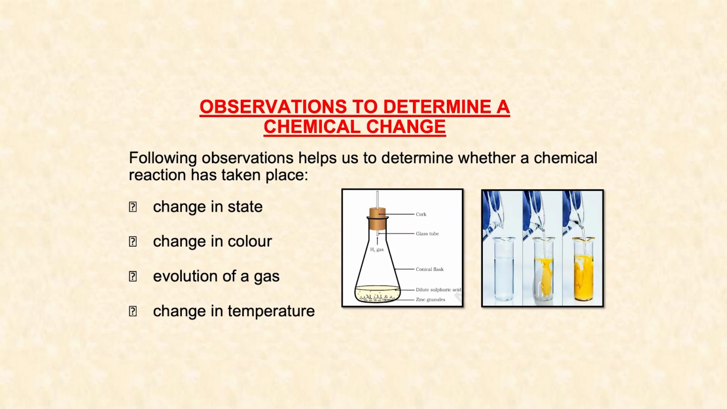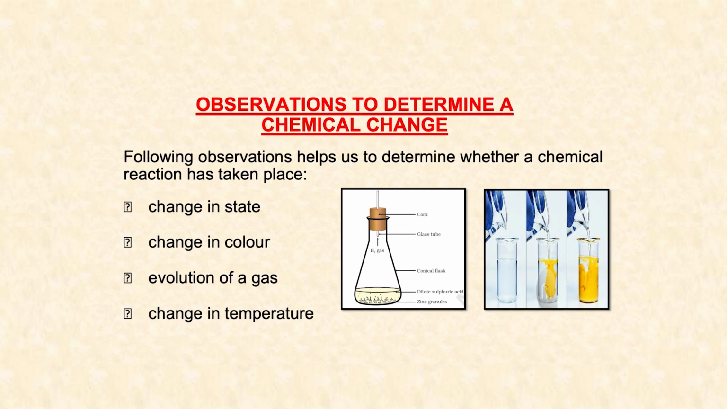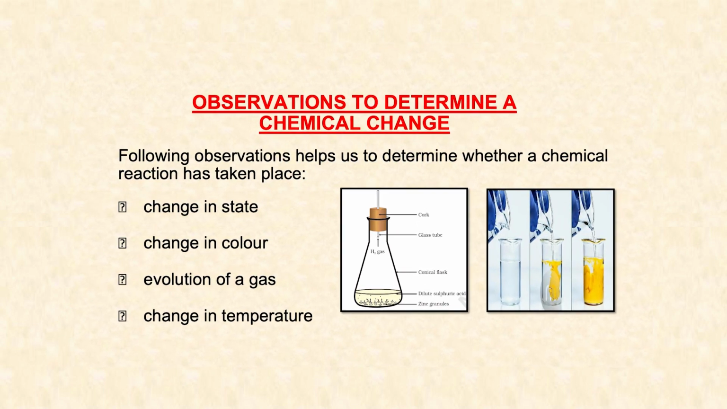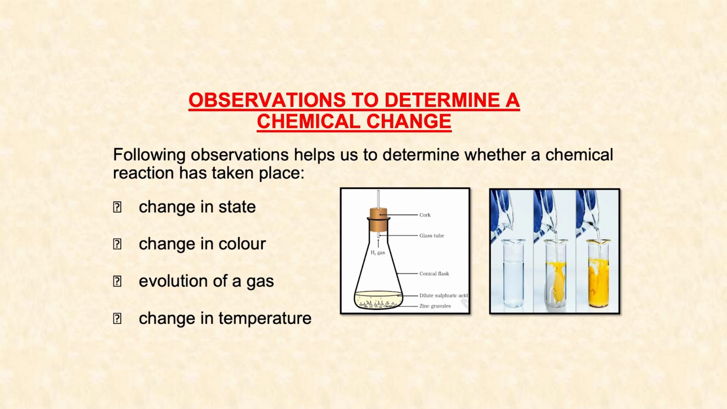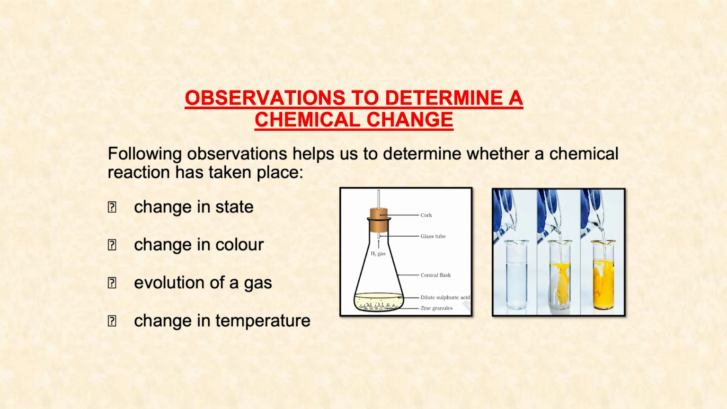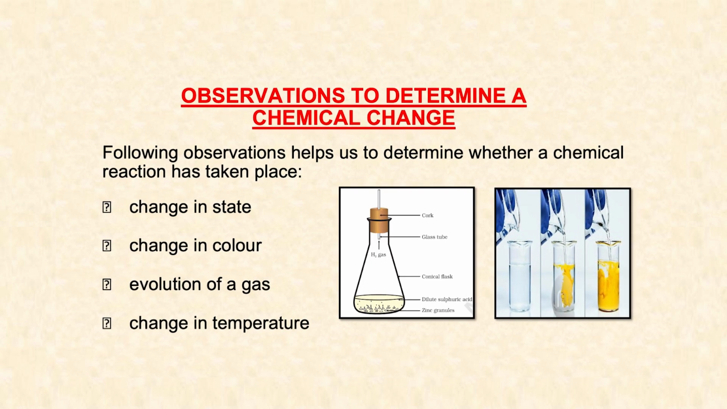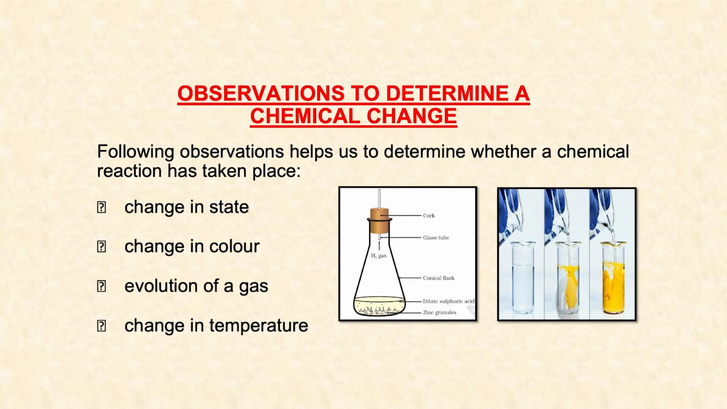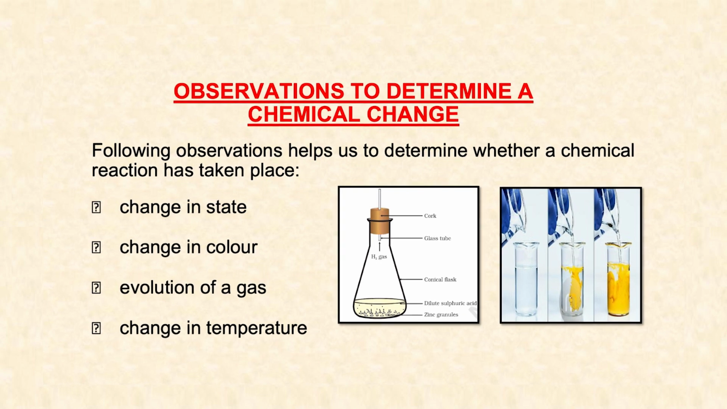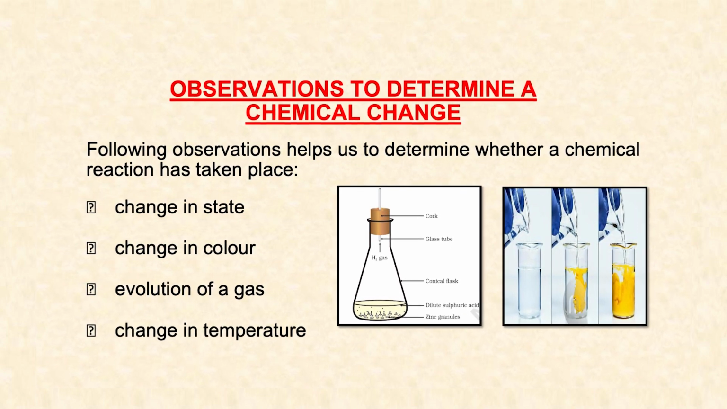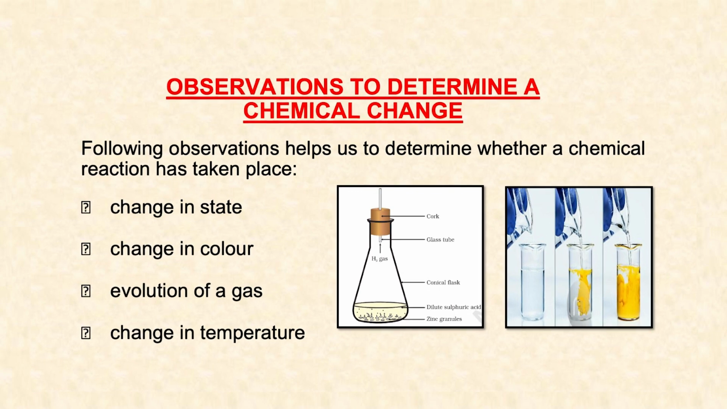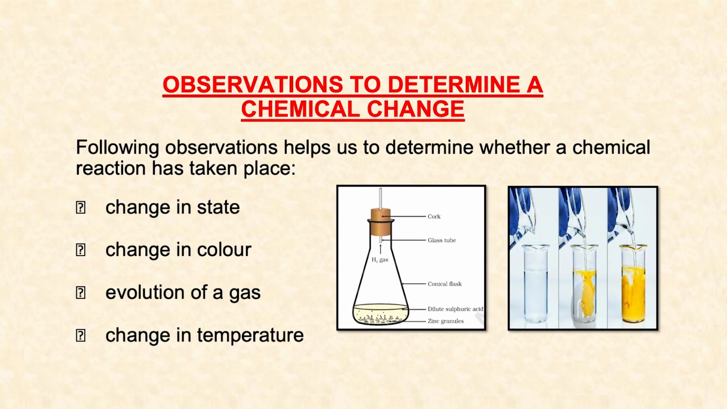Now let us understand the purpose of these chemical activities. From the three activities that we discussed, we can say that any of the following observations help us to determine whether a chemical reaction has taken place: change in state, change in color, evolution of a gas, change in temperature. Now, I hope you all will be able to identify a chemical reaction by these observations.